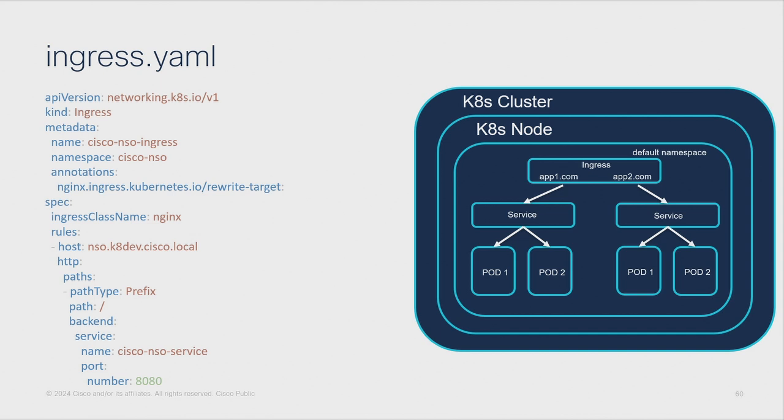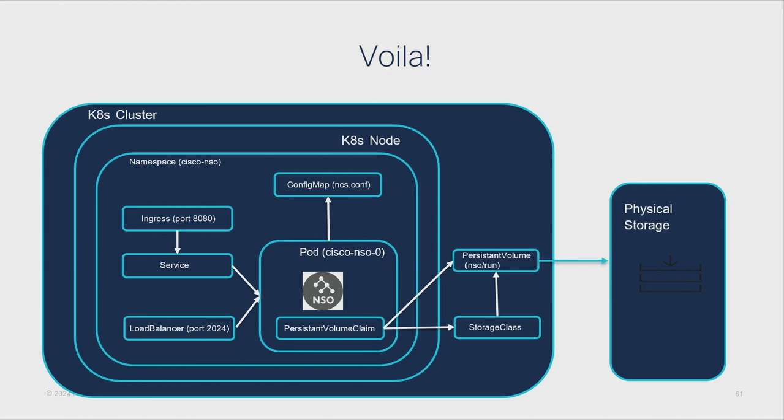This is what we just created before, the Cisco NSO service, and we send it on to the service on port 8080. On the right-hand side in the picture, you can see this concept that you can use a single object to do path-based routing or subdomain-based routing to then send your traffic to the various services and the pods behind them. And voila, now we actually have a setup that is usable.